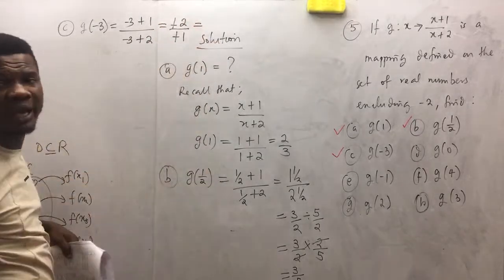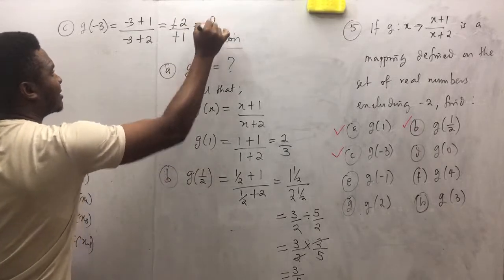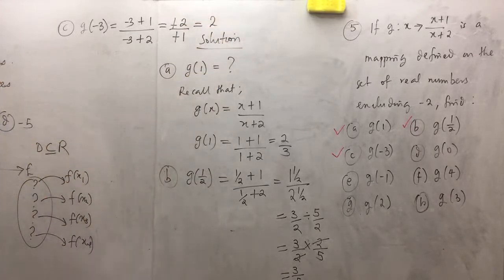And guys, what is 2 over 1? Anything over 1 is that stuff. So you end up having 2 as your result.